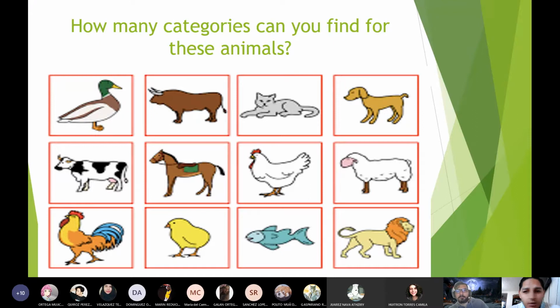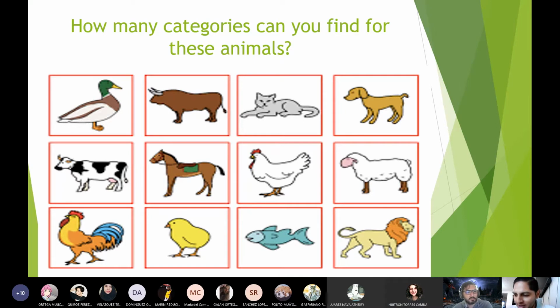Any other classification? Mammals. Yeah, excellent. Mammals. So we have two. Viviparous. Yeah, that's right. Okay, very well.